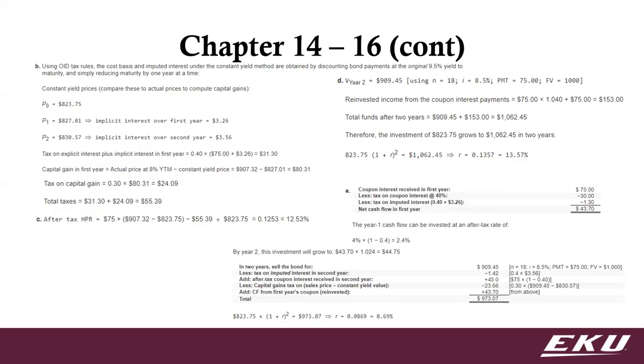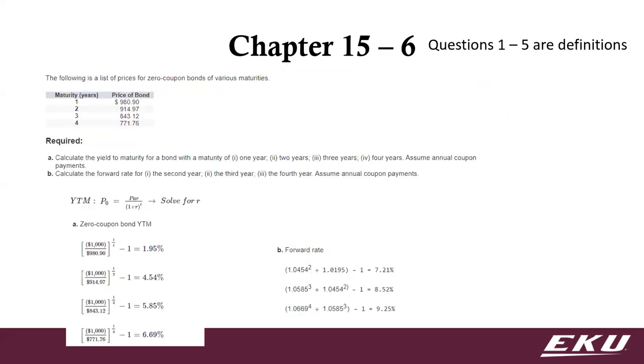Continuing on into chapter 15, questions 1 through 5 are really just definitions where you're going to select from a drop-down list. So skipping over that and jumping right into 6, we have a zero coupon bond. We've got different maturities and different prices, right, which would be the present value. We're going to assume the par value is 1,000 because normally that's what they are for corporate bonds. And so we're going to calculate yield to maturity, which is that IY for each of those.